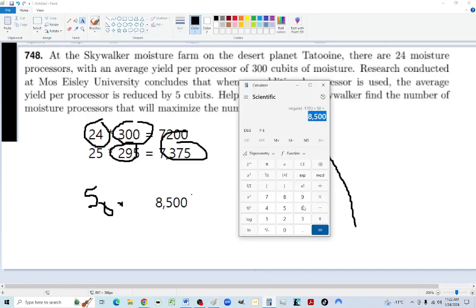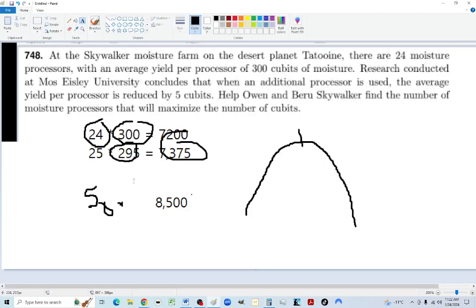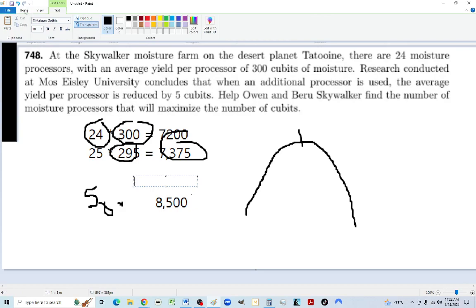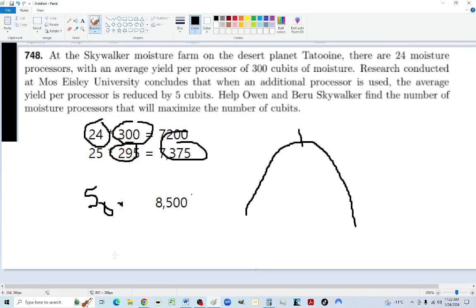To prove this, take 51. So 51 times, open brackets, 300 minus, 51 is 27 higher. So 27 times 5, 165. And you can see it's going down. 51 is 8,4,115. That means 50 is coming down somewhere over here.